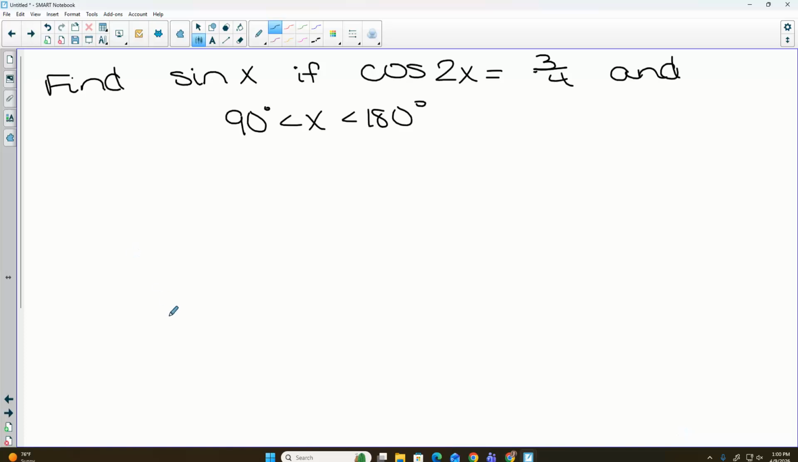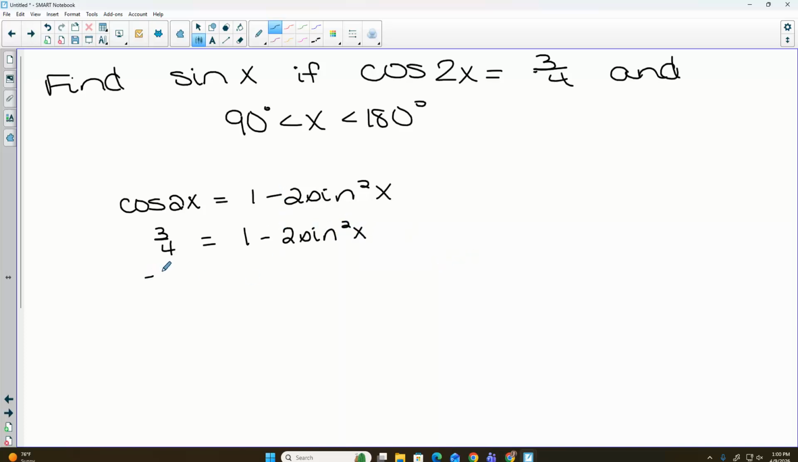So if I gave you this, again I gave you a cosine 2x, so we're looking at those double angle formulas. If all I'm looking for is sine x, which formula do you think you would work with? Okay. So we can plug in what we know. The cosine of 2x was 3/4. And then I could solve for sine.